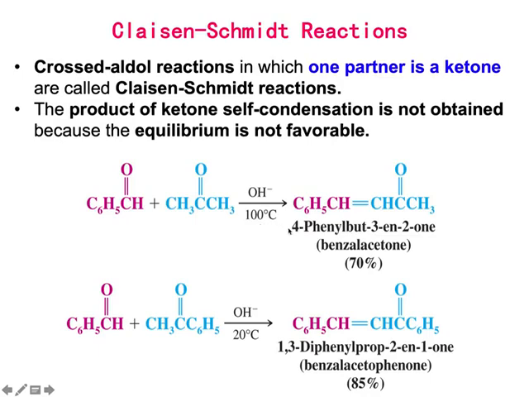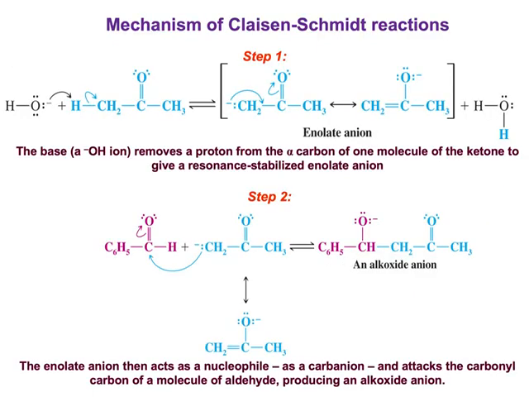and heat conditions, you get the alpha beta unsaturated ketone. This one also gives the alpha beta unsaturated ketone. This is only for ketone. It means in the cross aldol reaction between an aldehyde and a ketone, you get the ketone product, an unsaturated ketone. So here is an important part, the mechanism of the Claisen-Schmidt reaction.